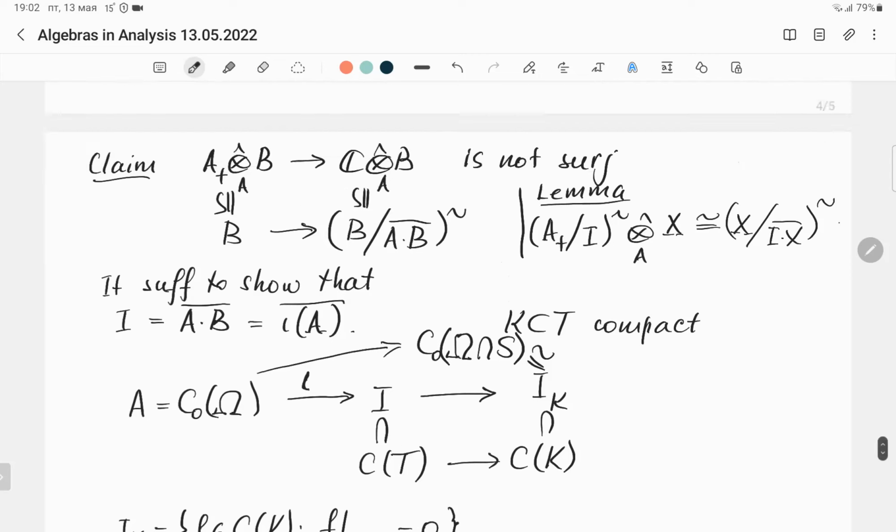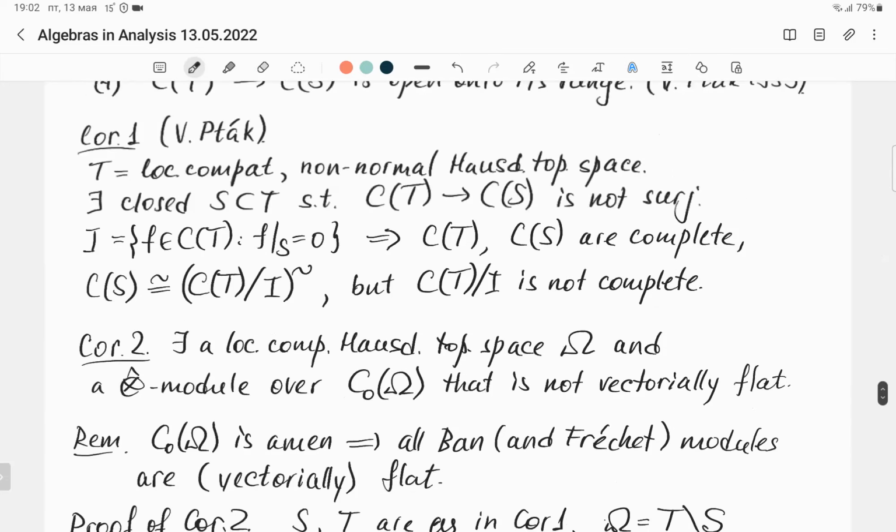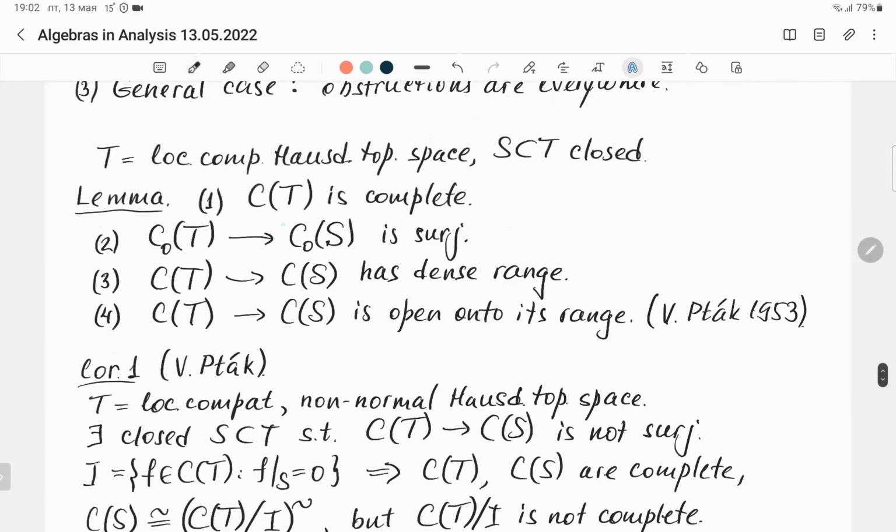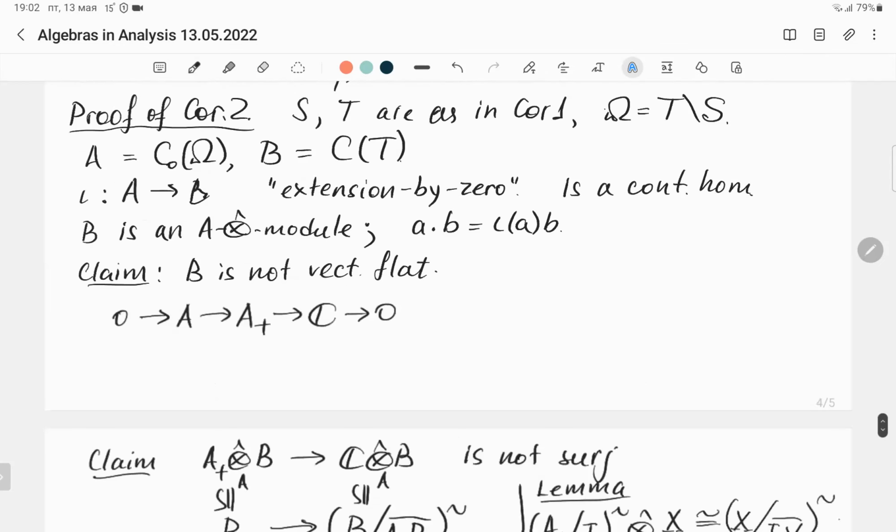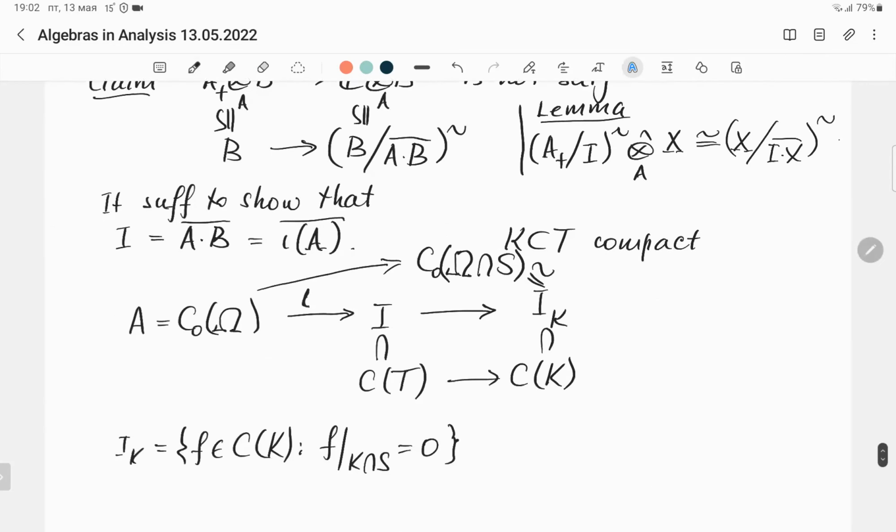And now we look at our lemma again. Here, the restriction map from C0 of T to C0 of S is always surjective. So this arrow is surjective because omega intersected with S is a relatively closed subset of omega. So it is surjective, and moreover, it has dense range. And this implies that iota has dense range. And this completes the proof.